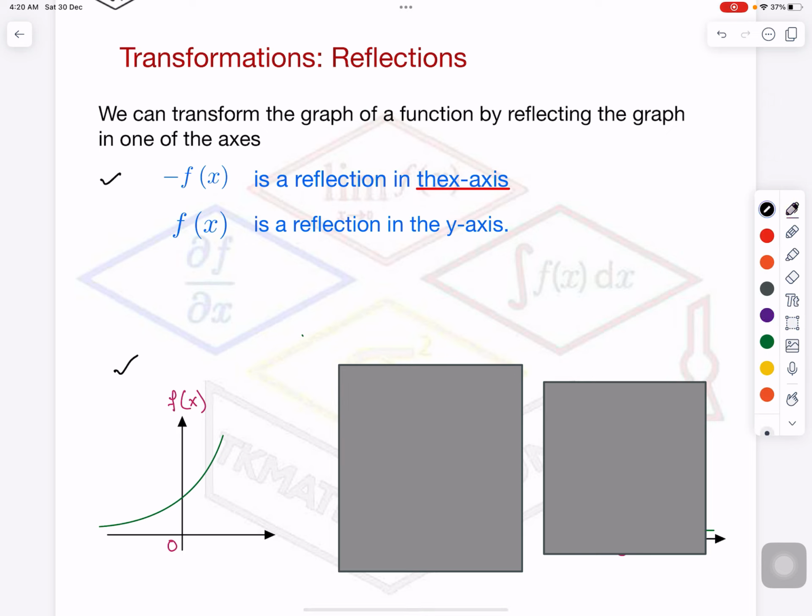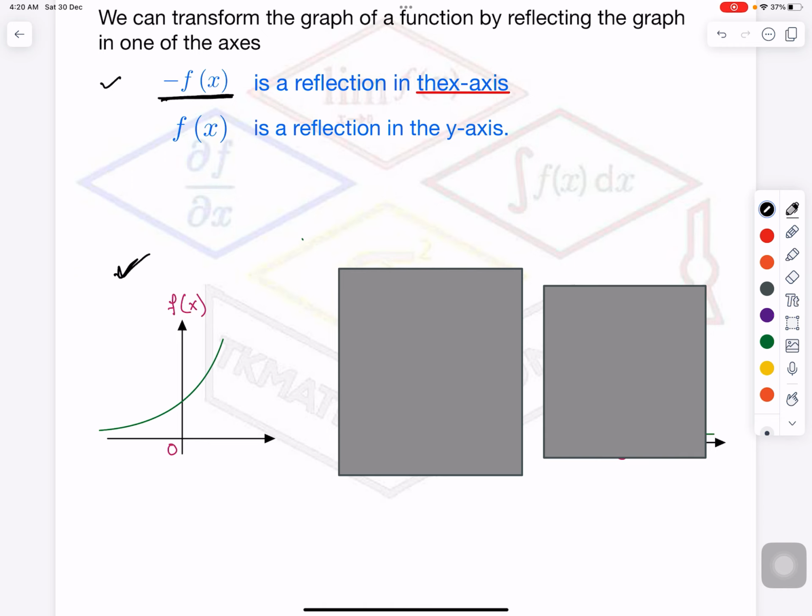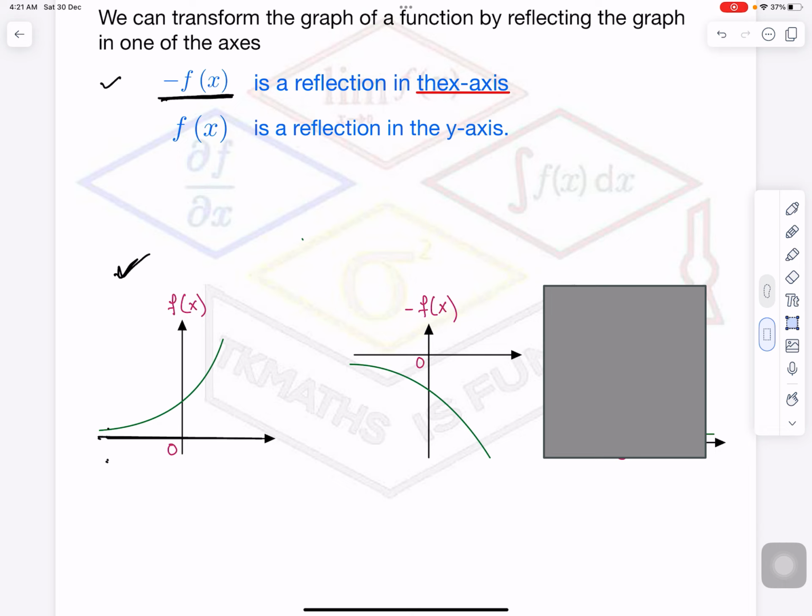So if this sketch is given to you, f of x, and you understand that minus f of x means it is reflection in the x-axis. So what do you think where this sketch will go? Reflection in the x-axis means this will come here, because y coordinates will change now. This is your x-axis, agreed? So all these values of y will remain the same or change? Will change. X values will remain the same. So the graph will become like this.